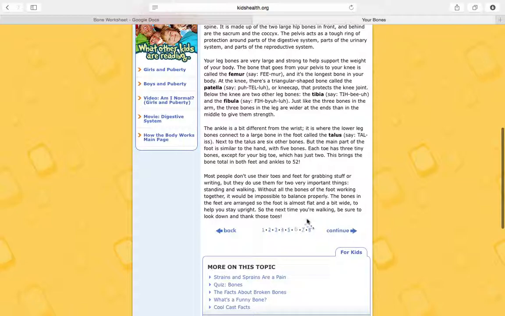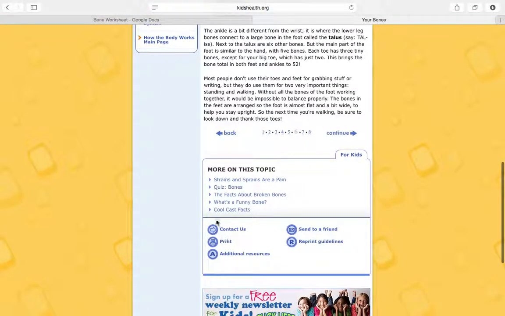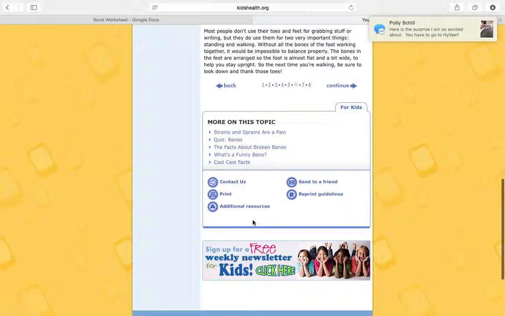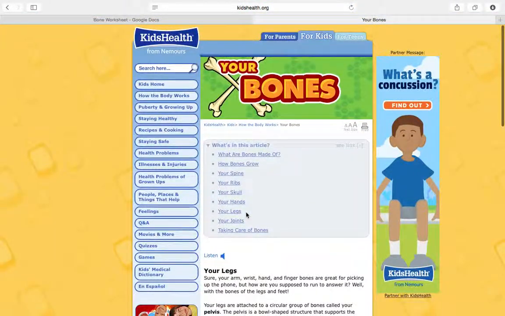You also can see how many pages you need to read here. You can go forward, you can go backward. There's also areas where there is more on this topic and where you could print it out, send it to a friend, reprint, and there's even additional resources here at the bottom. These are all things that can be very helpful doing online reading.